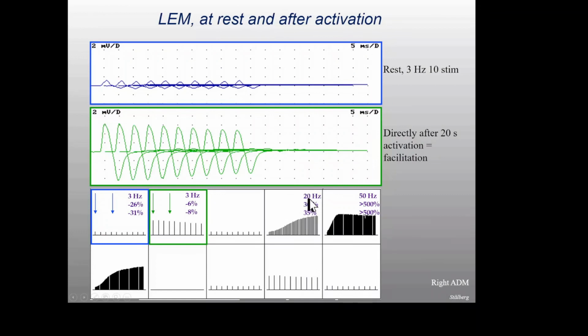This is 20 Hertz and this is 50 Hertz, but the outcome is not very much better than the voluntary, which is non-painful, so we prefer to use this one. But sometimes, for example, in the intensive care unit, we may need to use electric stimulation.